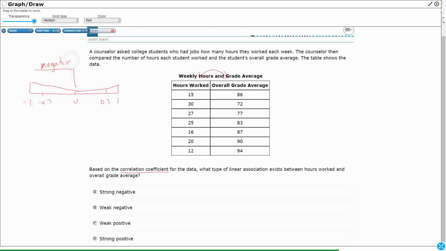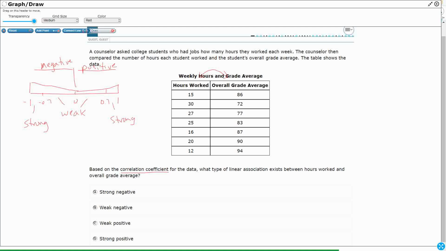correlation, so as one goes up, the other goes down. And if you are above 0, this makes sense, it's going to be positive. As one goes up, the other goes up. And if you are between -0.7 and 0.7, it's going to be weak because it's not that strong. As you get closer to -1, though, you get a strong one. So if you're looking for a strong relationship, it needs to be between 0.7 and 1 or -1 and -0.7.